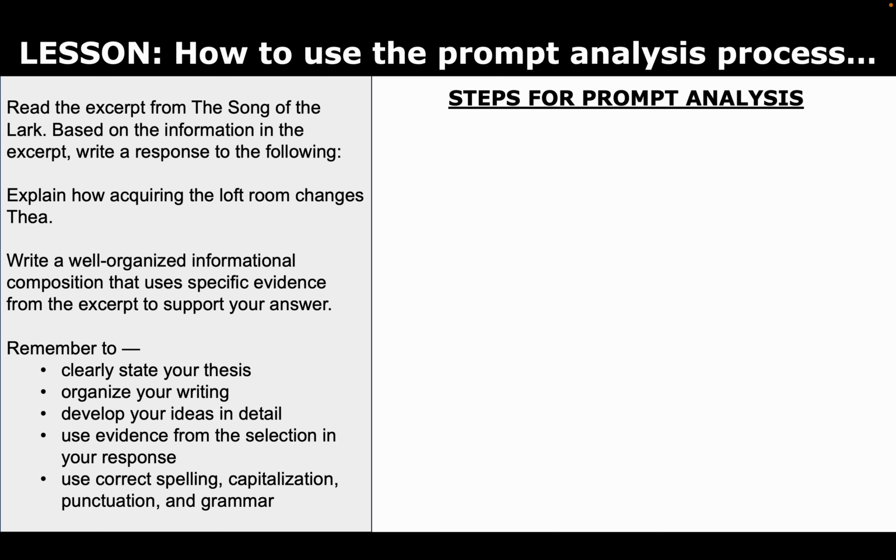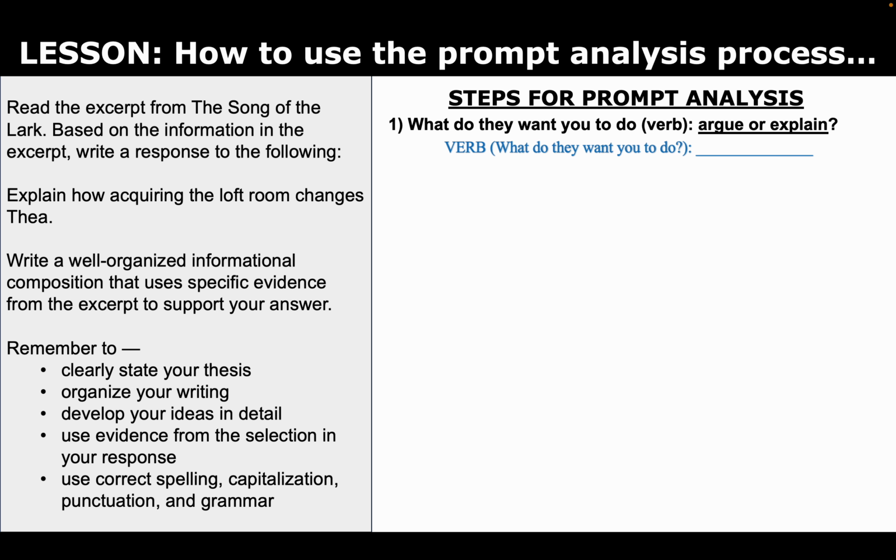The prompt analysis process is going to help ensure that you meet these criteria. So step 1, we've got to look at what do they want you to do, the verb. And typically this is going to be they want you to explain something or argue your opinion about something. So we're going to write verb. What do they want you to do? And we're going to pick either argue or explain based on the prompt.